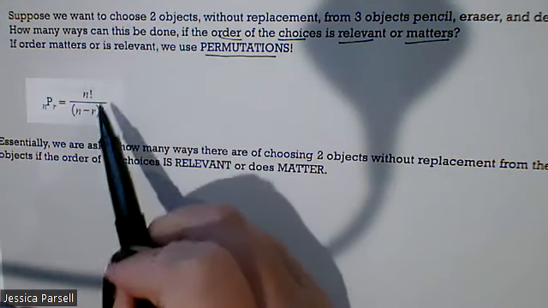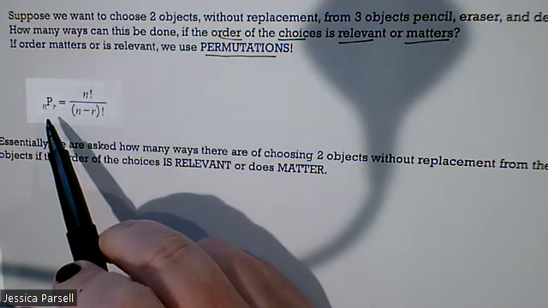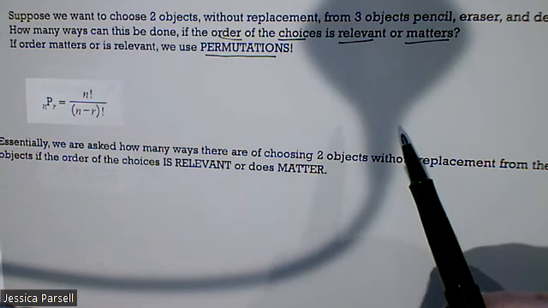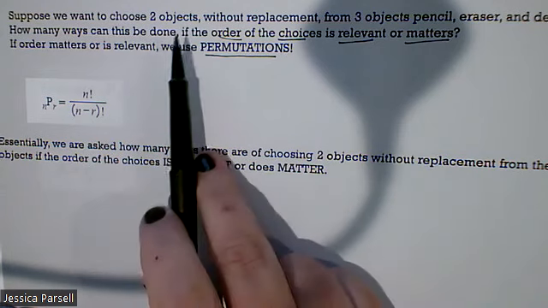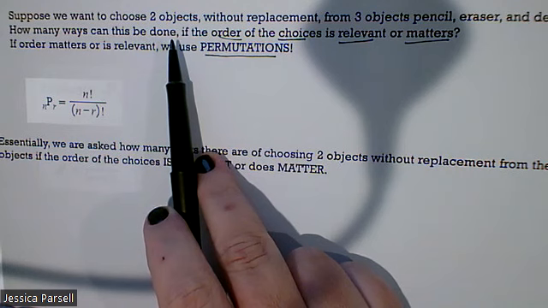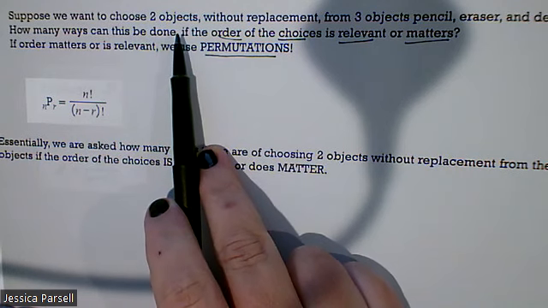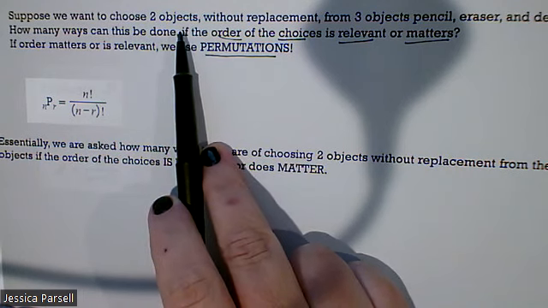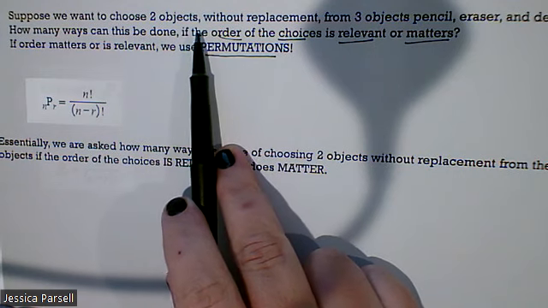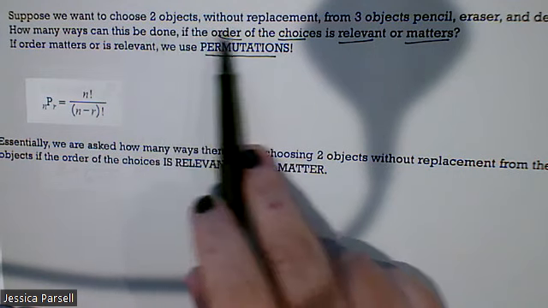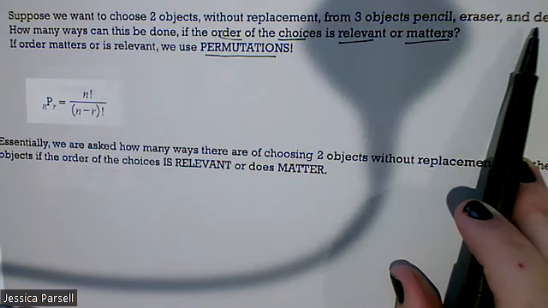So remember that formula that we circled a few slides back? We're going to break out the permutation formula. Okay, so let's do this problem. We want to choose two objects, so that's the set of objects, or we want to choose two from three different objects.